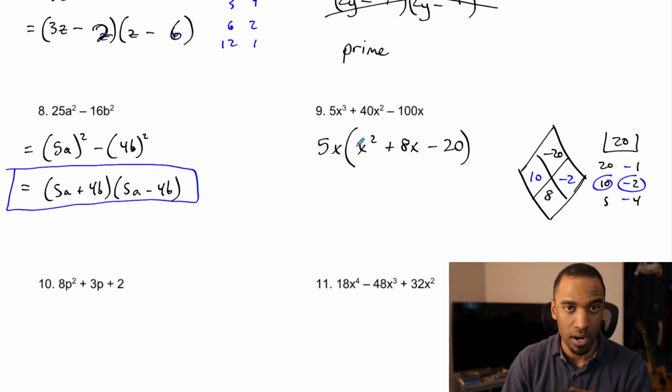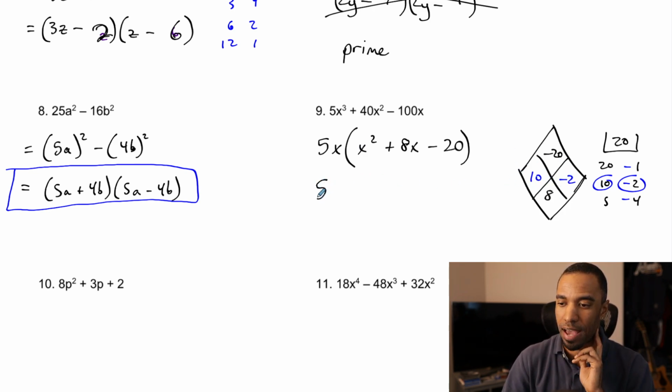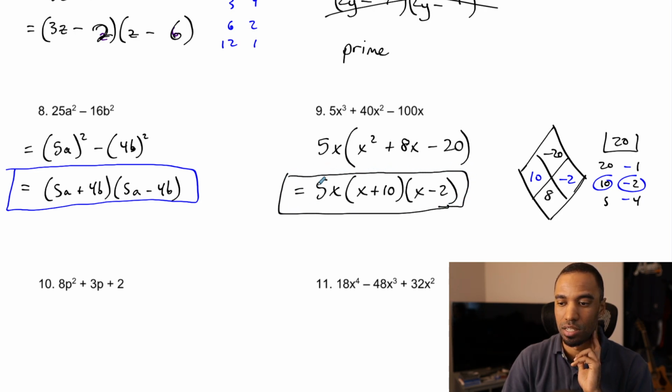Again, when it's a 1x squared, I can play this game. Straight up, the p and q are my factors of this thing right here. x plus 10 times x minus 2. By the way, that 5x sticks on the outside. That does not go away.